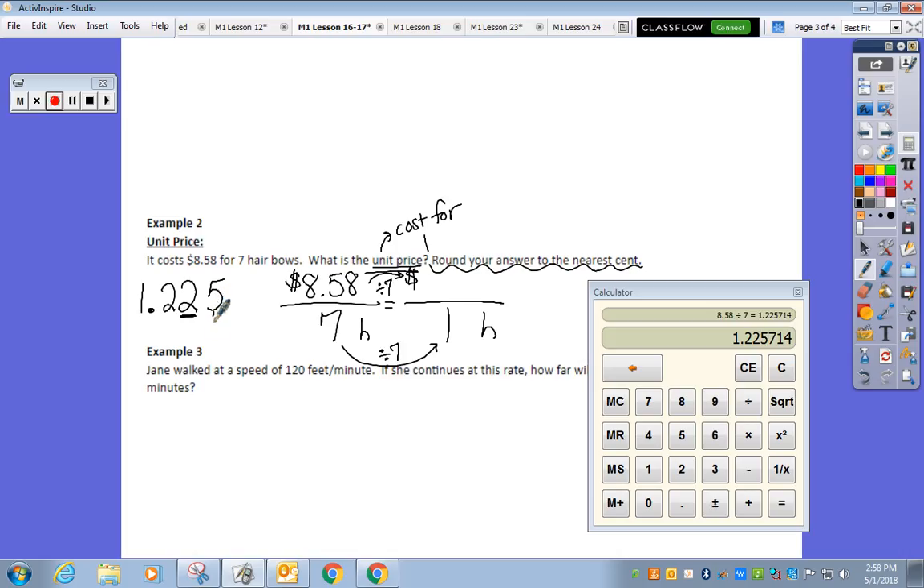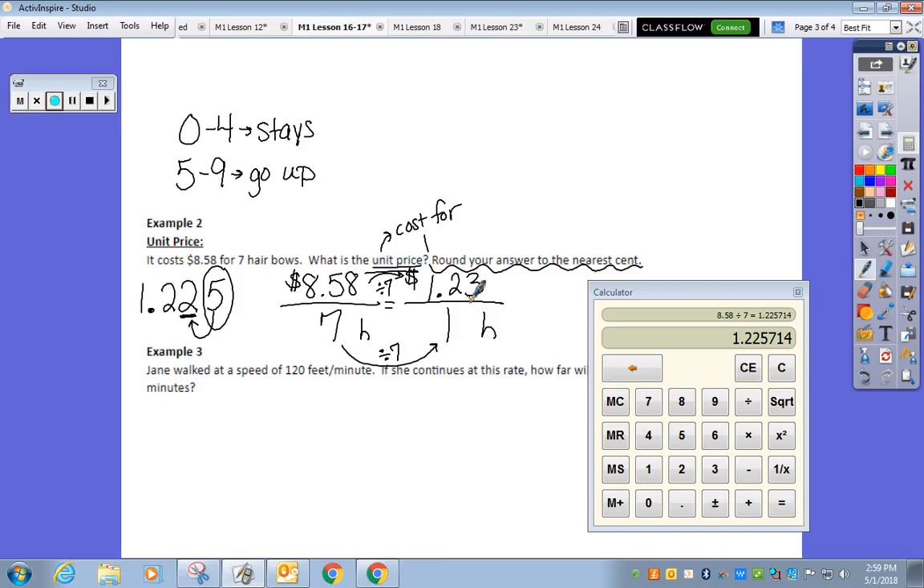The third digit is going to tell me what to do with that 2. It's either going to stay the same or it's going to go up. If this number, the one I'm using to round, is 0 through 4, the number to its left stays the same. If that number is 5 through 9, it tells the other number to go up. So since 5 is in this range, it's telling the 2 to go up, and my unit price would be $1.23 per hair bow.